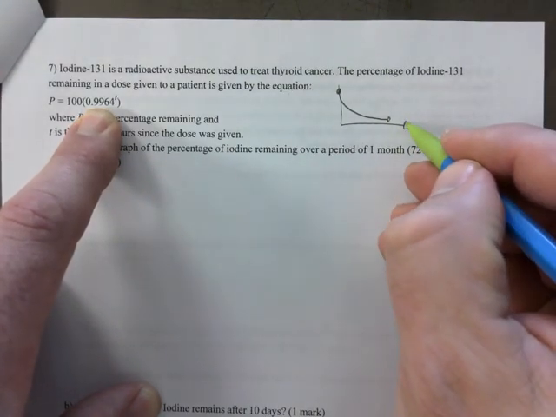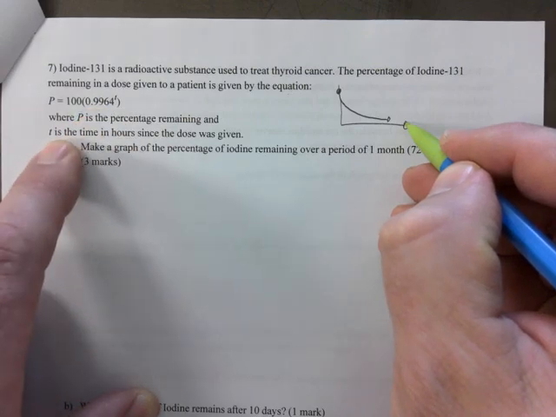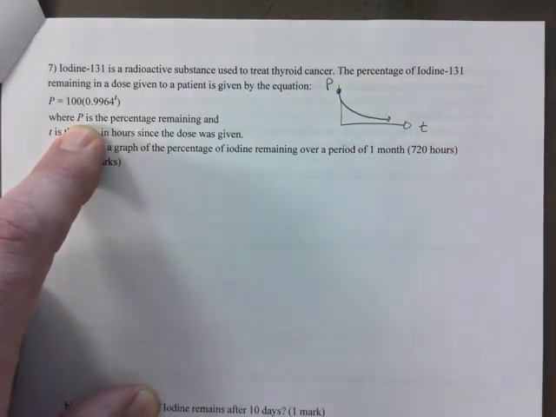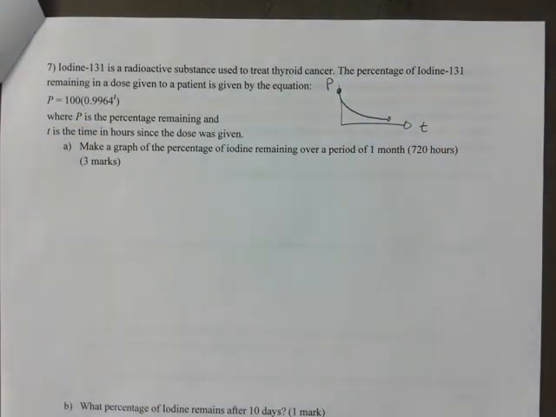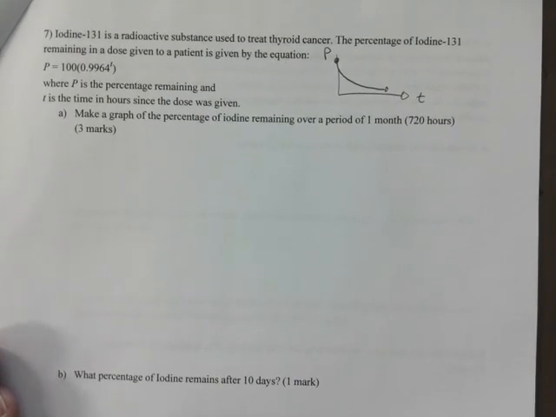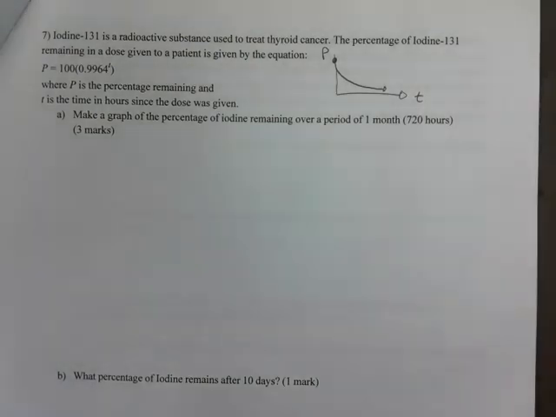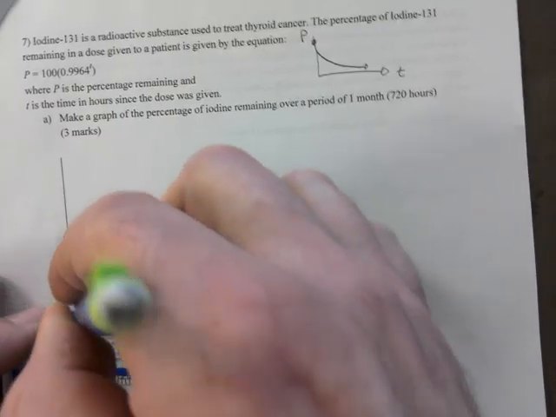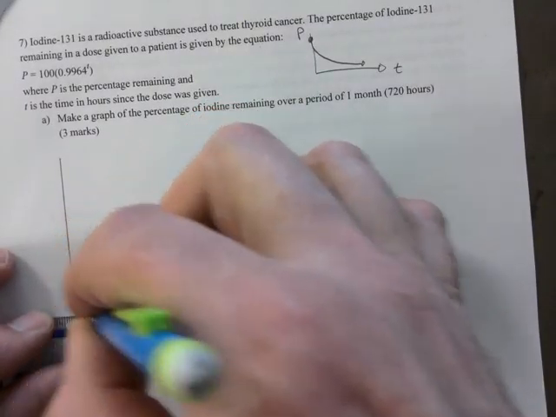What goes on the x-axis? Time, right? Time, and percentage remaining goes on the y-axis. So get that out of the way. Make sure you understand that. So here we go, make the graph. I will do this with you so you have no excuses that I didn't show you how to graph these, right? Decreasing ones are trickier.